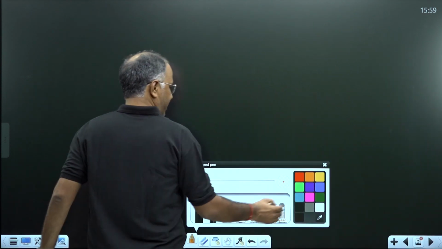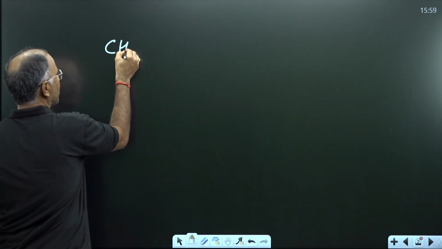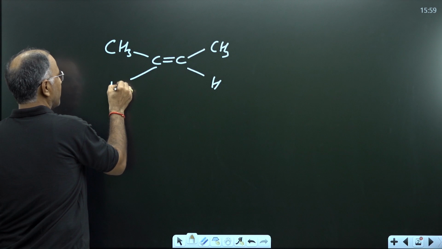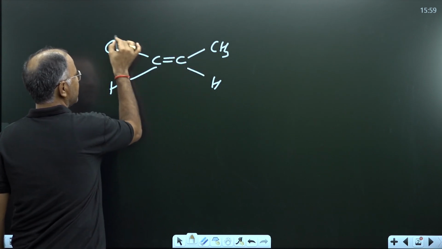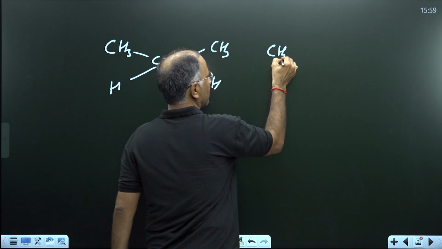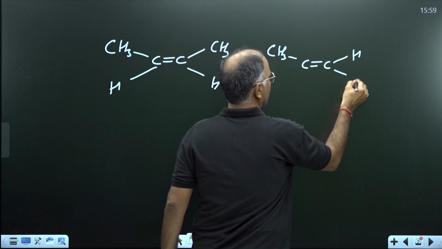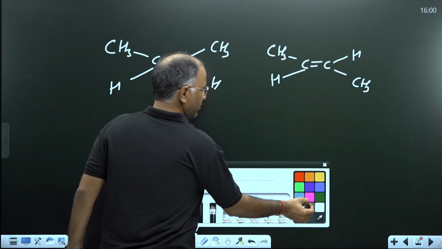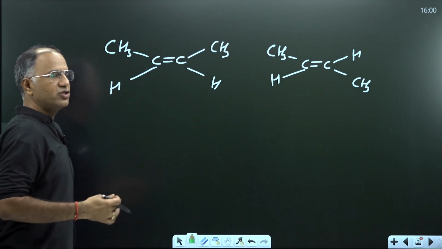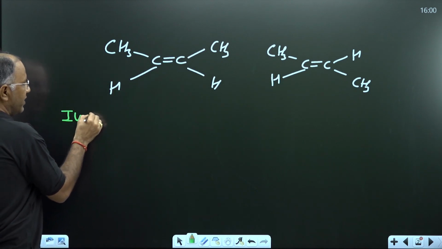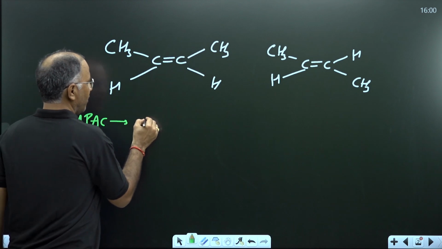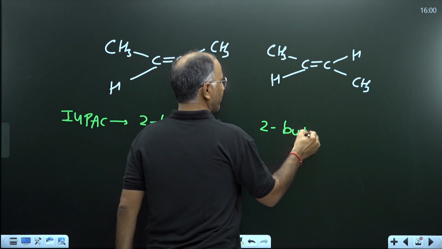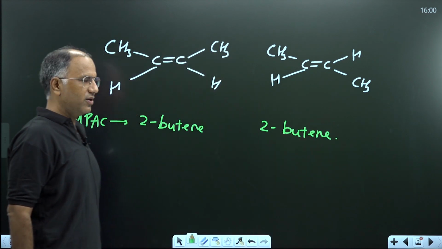Now let me explain one basic example. This is our 2-butene. If I number the carbon, this is the second carbon, so 2-butene. This is also 2-butene. Got it? In order to check whether they are stereoisomers, what is the IUPAC name of this? Excluding cis-trans and EZ, the IUPAC nomenclature is but-2-ene. This means they are stereoisomers. Got it?